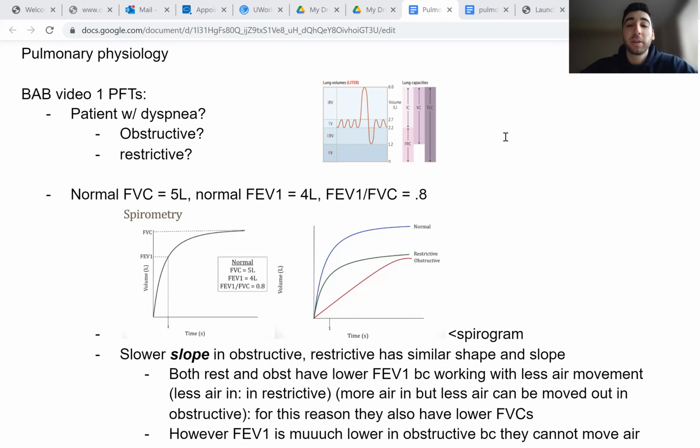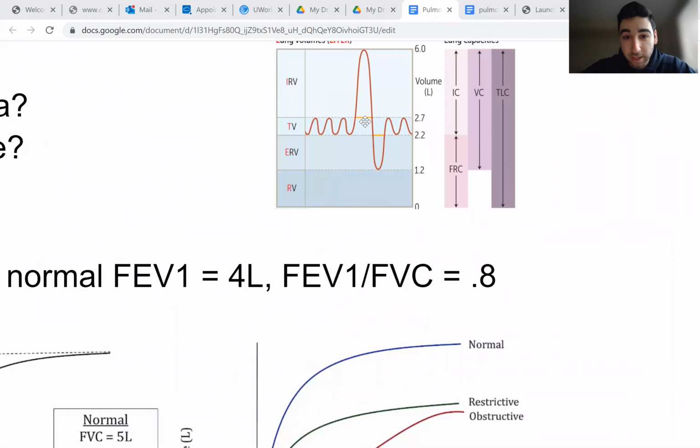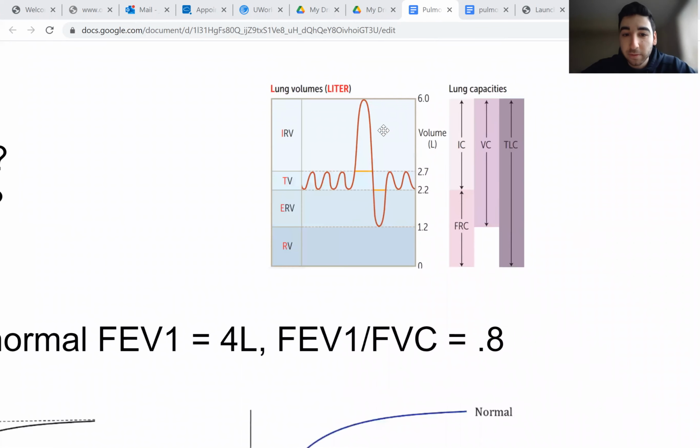In order to understand pulmonary physiology, let's take a look at this graph that First Aid has laid out for us. So here you see the pattern of breathing that results when you hook somebody up to a spirometer.